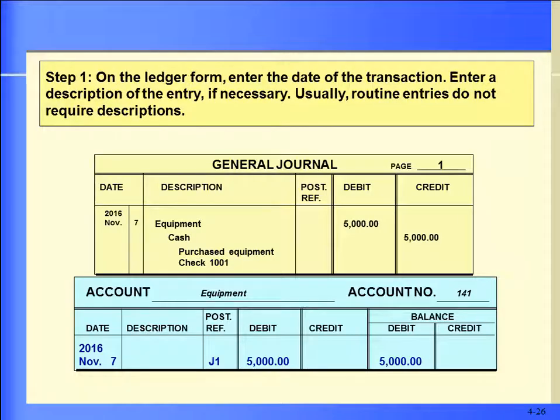So here's an example of a journal entry where we purchased equipment. And here's the equipment balance, or the equipment general ledger. And here's the journal entry. So we're taking this and putting it here. So here's the date. J1 is the journal, page 1. And here's the balance of 5,000. It didn't have a previous balance, and it's 5,000. So if it had a previous balance of 10,000, this would be 15,000.